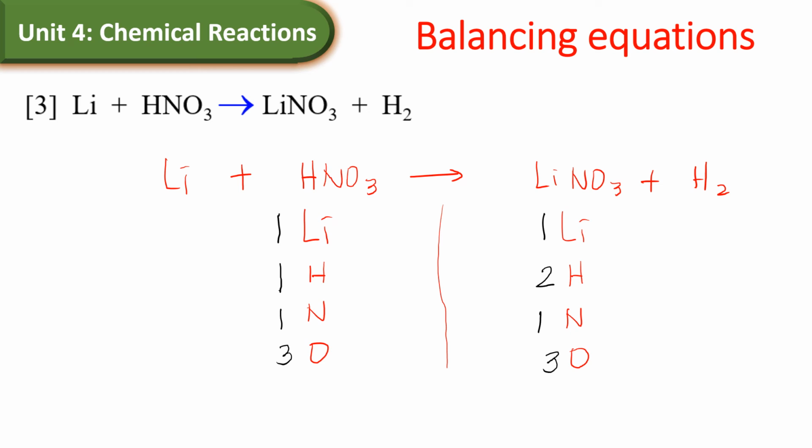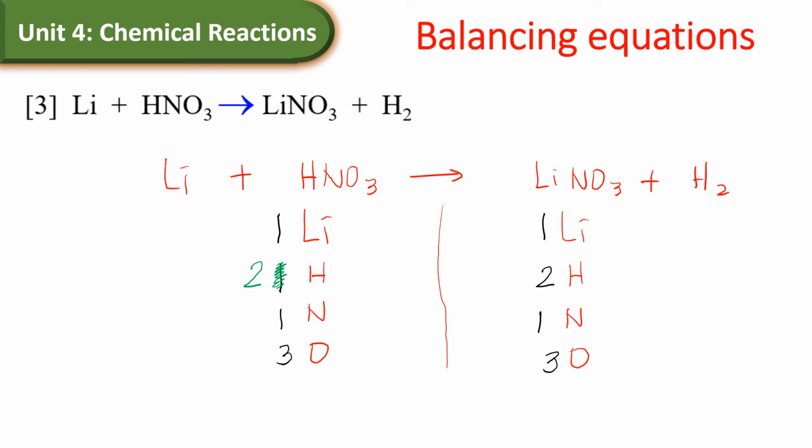Okay, so when you're ready, let's begin. If you look at it here, lithium, nitrogen, and oxygen are already balanced. So the problem here is your hydrogen. If we change hydrogen, let's adjust this one. Hydrogen becomes 2 on this side. So hydrogen is now balanced.